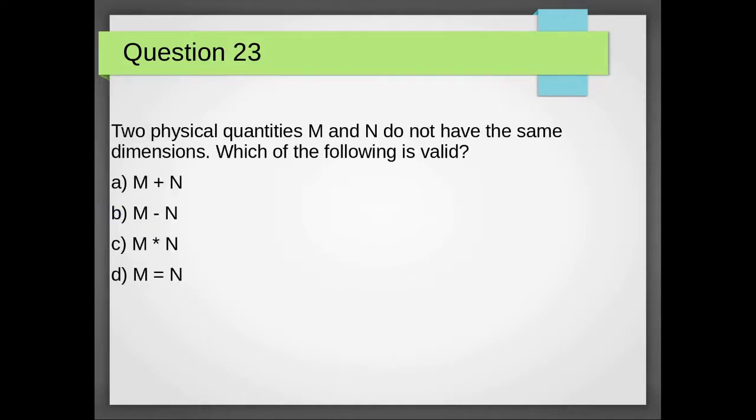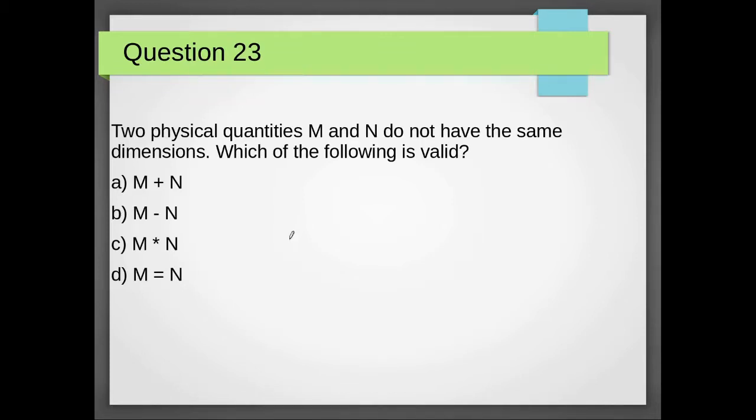Question 23. Two physical quantities m and n do not have the same dimensions. Which of the following is valid? M plus n, m minus n, m star n, m equals n. So the concept here to recall is that you can perform addition, subtraction, or even equivalence only when the dimensions of two quantities are the same.